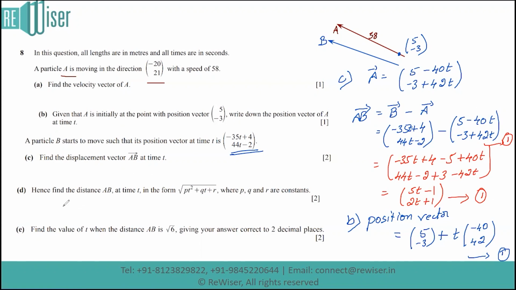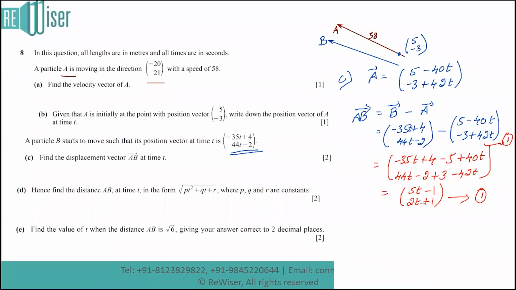Next, if I talk about part D, find the distance AB at time t. Distance is basically finding the magnitude of AB. We already know what vector AB is from the previous part. In order to find the magnitude of vector AB, it's the square root of the x component squared plus the y component squared. So it's the square root of (5t minus 1) squared plus (2t plus 1) squared. And we just need to simplify that.